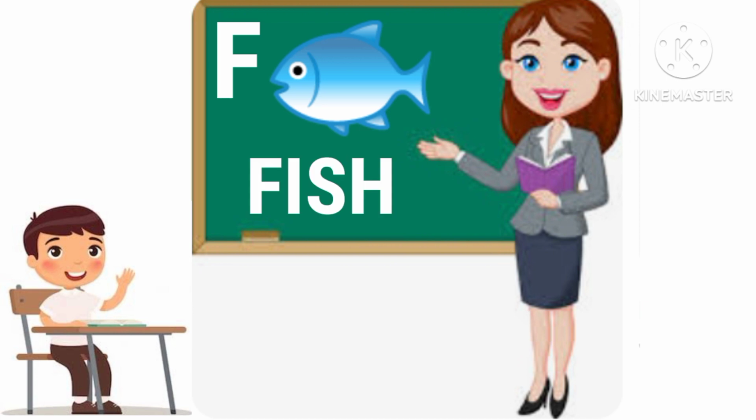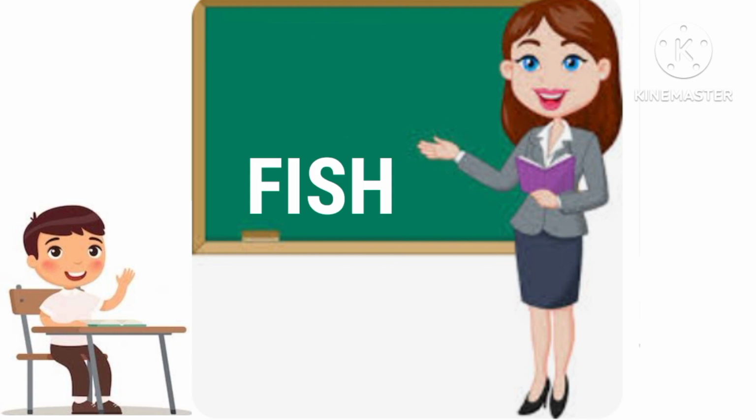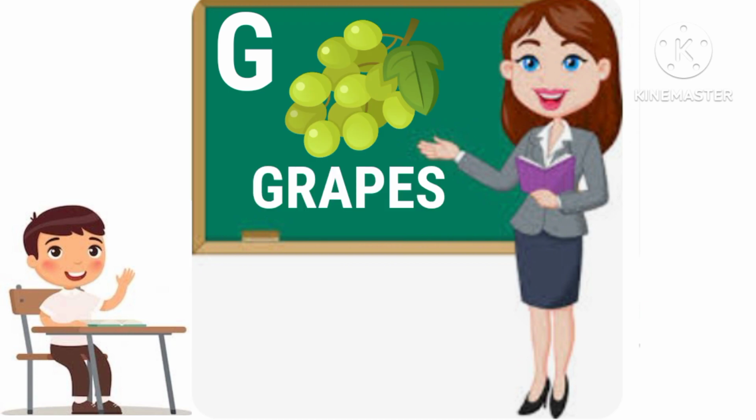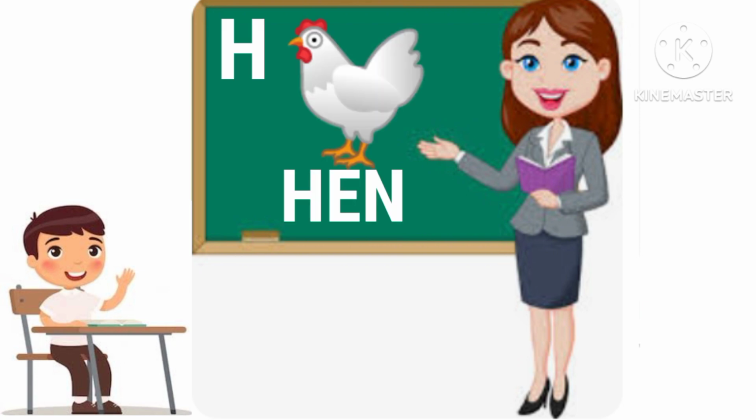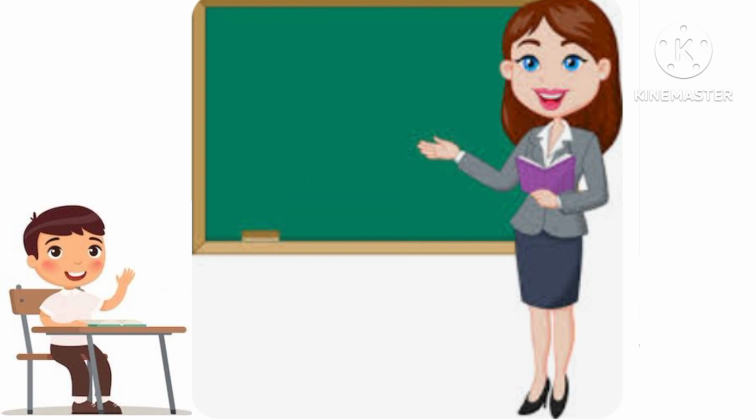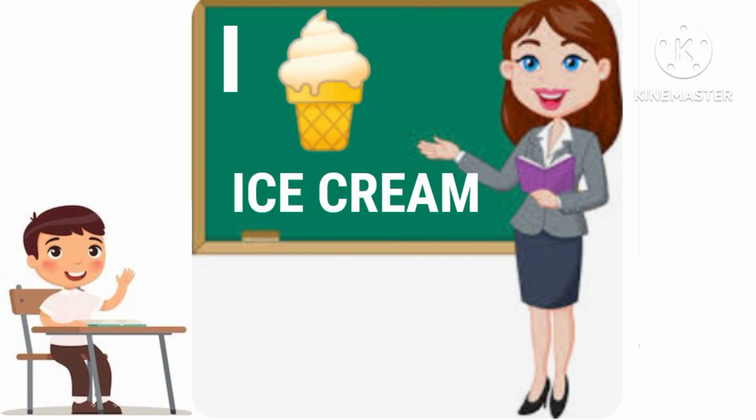F for fish. F for fish. G for grapes. G for grapes. H for hen. H for hen. I for ice cream. I for ice cream.